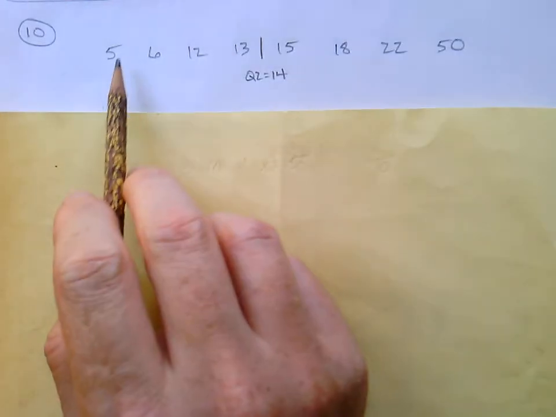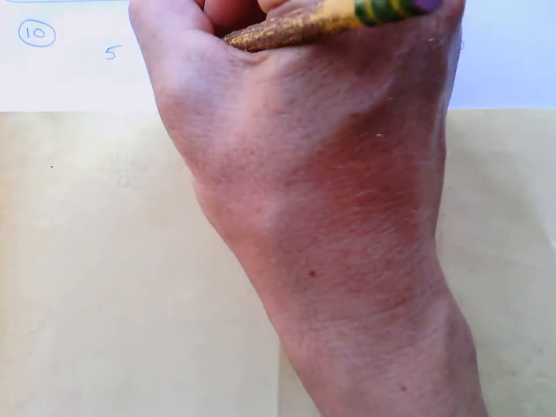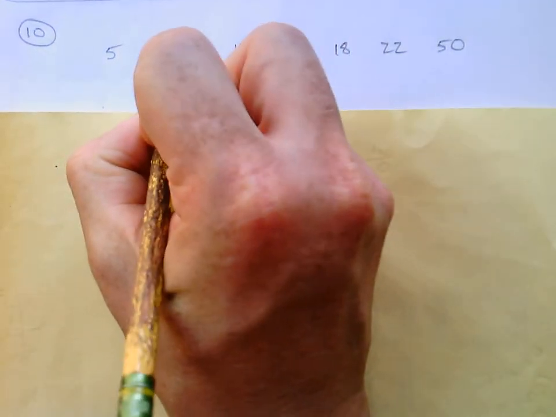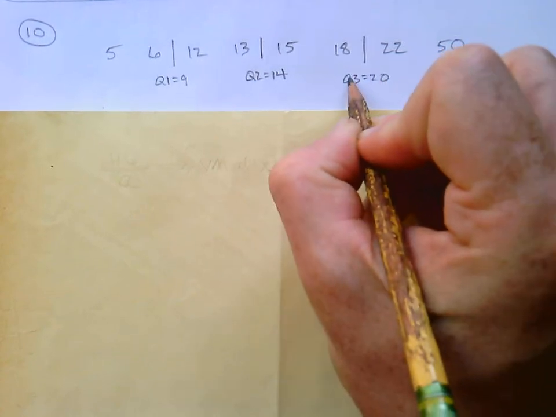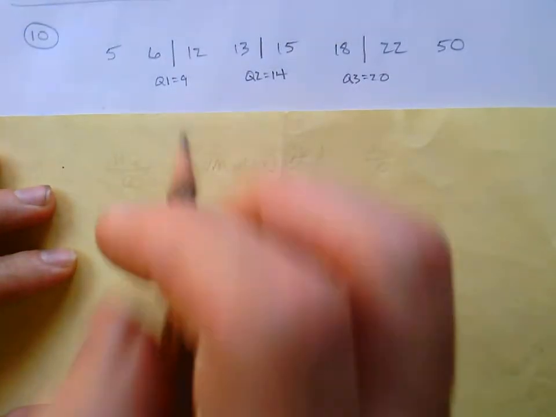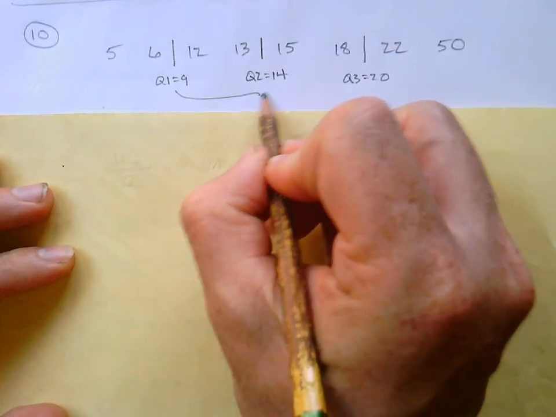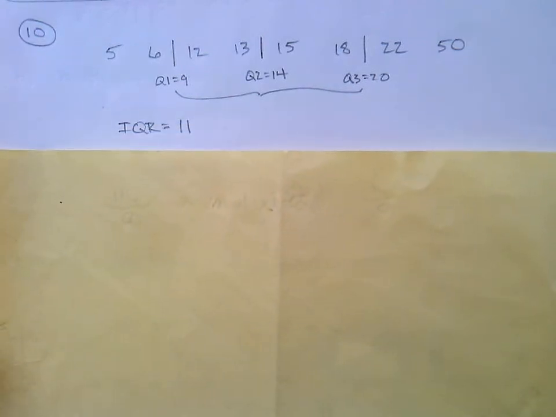Okay. Then looking down here, cut that in half. Q1 equals 9. And up here, cut that in half. Q3 equals 20. So this distance between Q1 and Q3, however far that is, that's the IQR. So here we have an IQR of 11. No big deal.